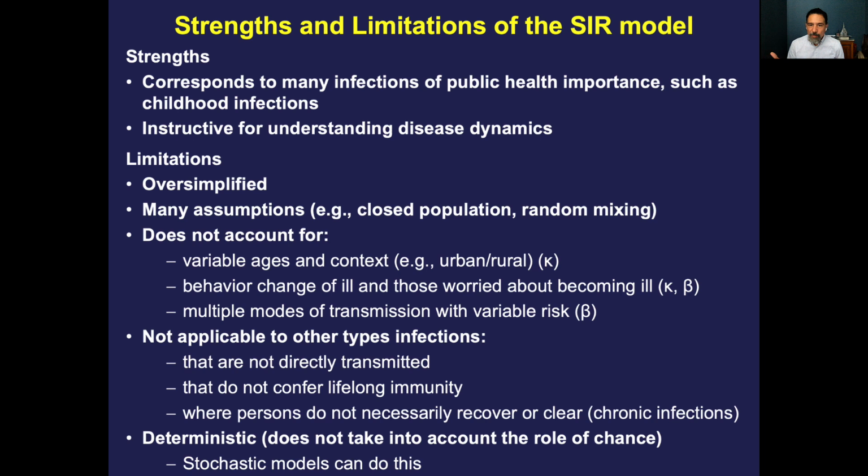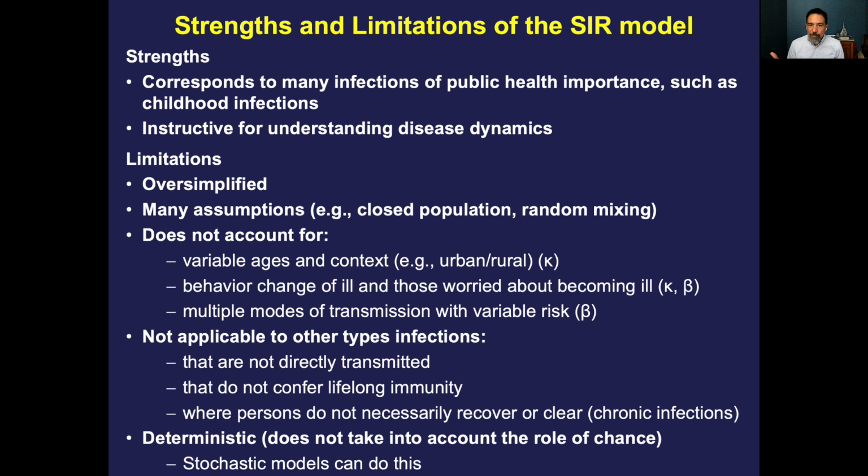And it doesn't account for a lot of variable real-world situations, such as variable ages and urban and rural contexts, where things may be different. So the kappa could be different from one setting to the next. People can change their behavior, those who are ill and also those who are worried about becoming ill, and that could affect the values of kappa and beta over time. But the model, as we have shown here, does not allow for changing kappa and beta over time. And there can also be multiple modes of transmission with variable risk.